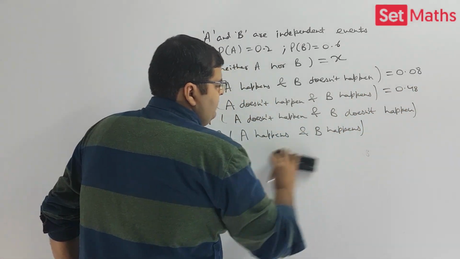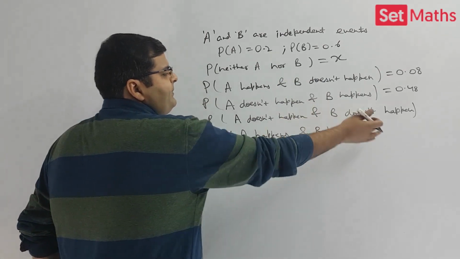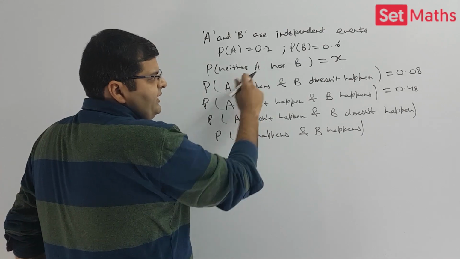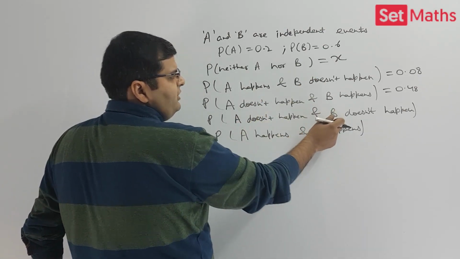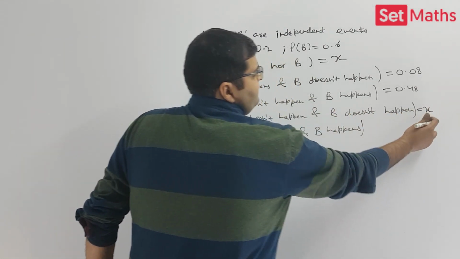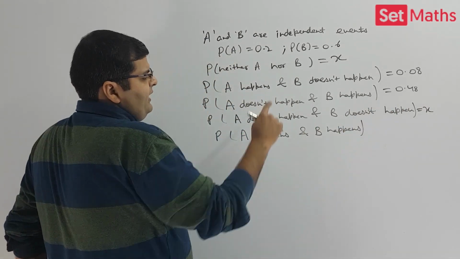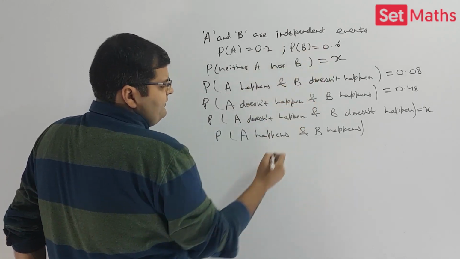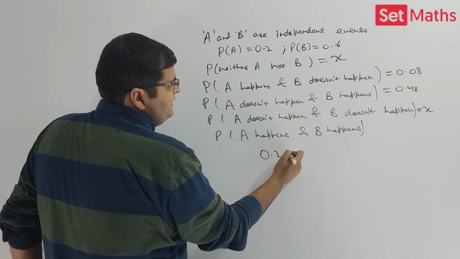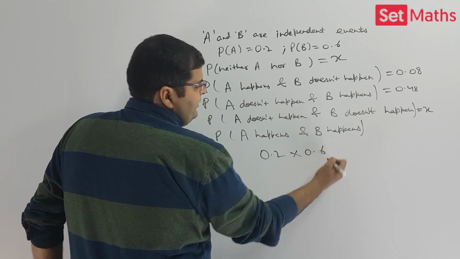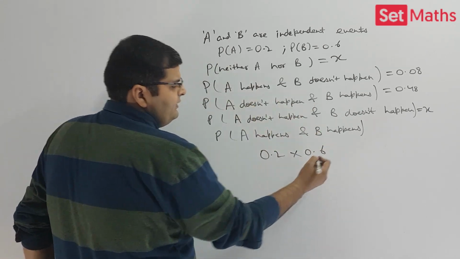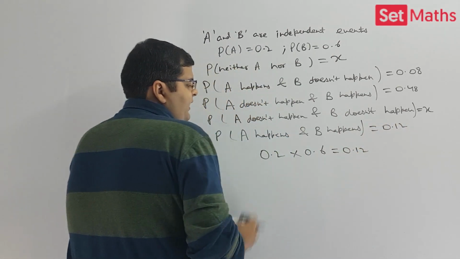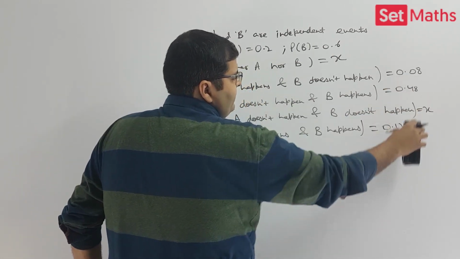Now probability for A not happening and B not happening, this is probability of neither A nor B. Neither A nor B means A is not happening as well as B is not happening. That we assume to be X, which is what we have to find. And finally probability of A and B happening together. These are independent events, so probability of A and B happening together is 0.2 times 0.6, which is 0.12. So we have found all these four probabilities.